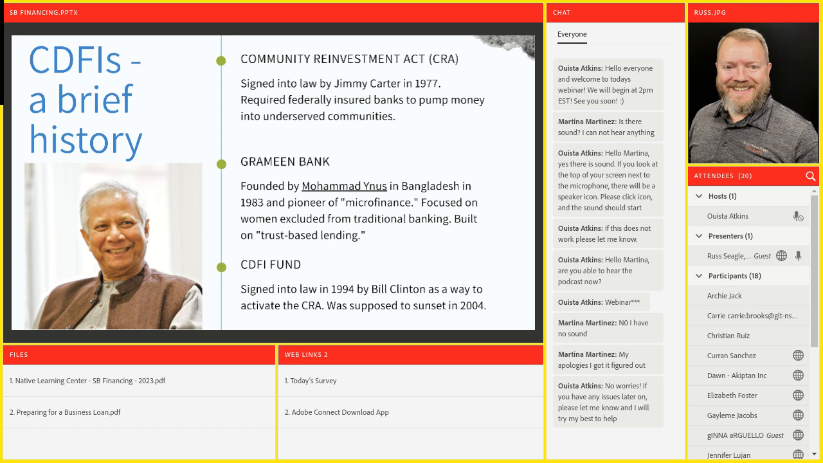And in the 1980s, when Bill Clinton was governor of Arkansas, he met Muhammad Yunus. And the CDFI fund, as part of the U.S. Treasury, was part of a larger law that he signed into law in 1994. It was a way to activate the Community Reinvestment Act, to start forcing the banks to do what they should have been doing all along. And it was supposed to sunset in 2004. It had a 10-year shelf life.